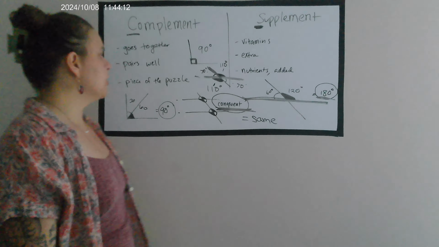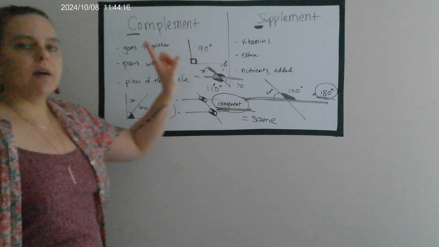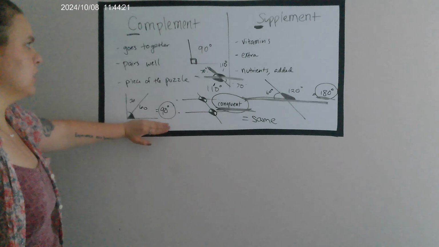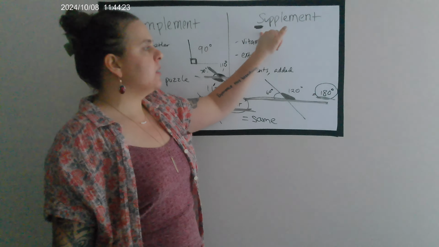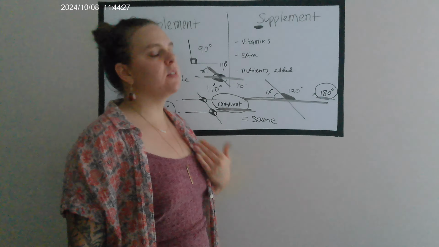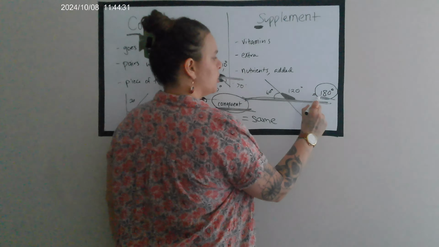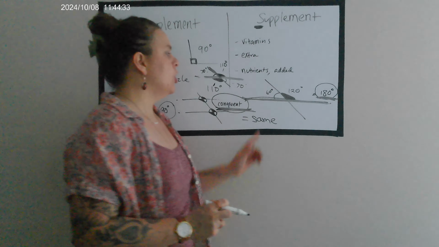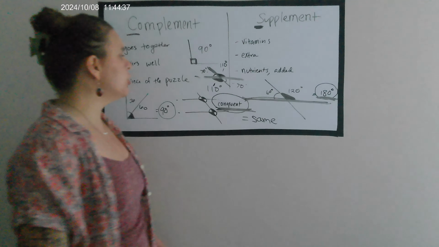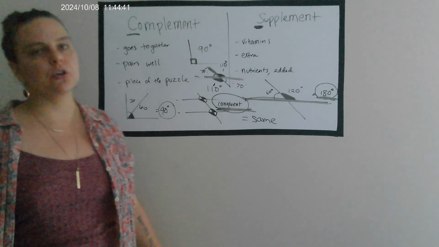Okay, so to review, complement comes first. You have two angles that pair really nicely together and give you 90 degrees. Supplement is more than 90 degrees. S comes later in the alphabet. It has to do with a straight line, which is 180 degrees. The two angles equal 180. If you have two angles that are exactly the same measurement, those are congruent.